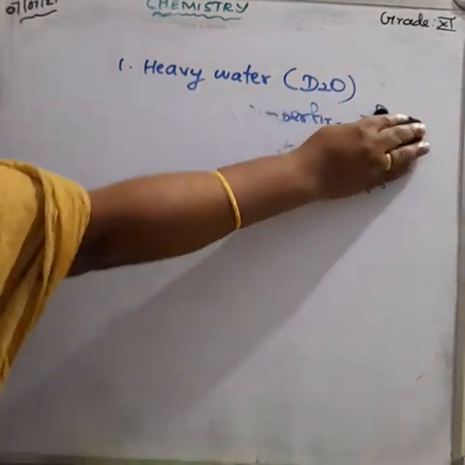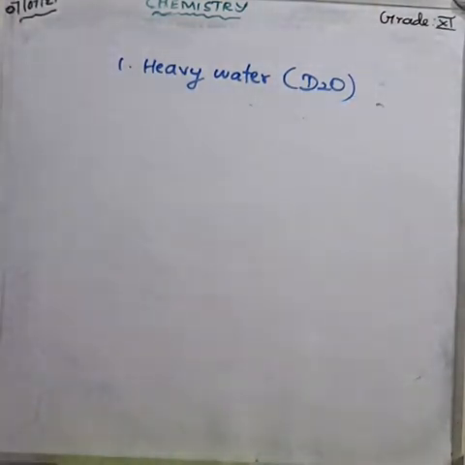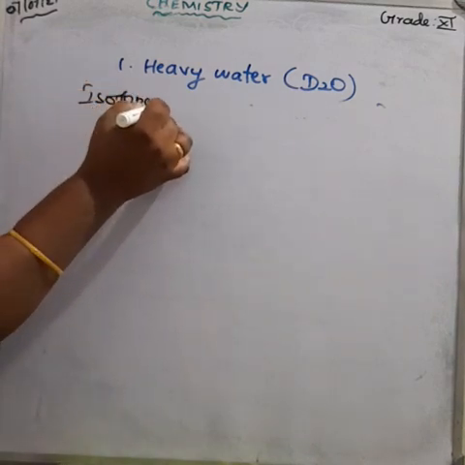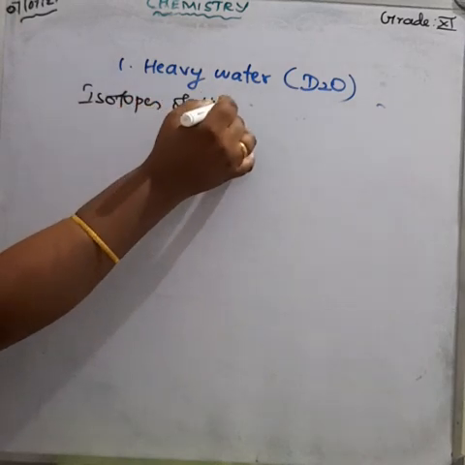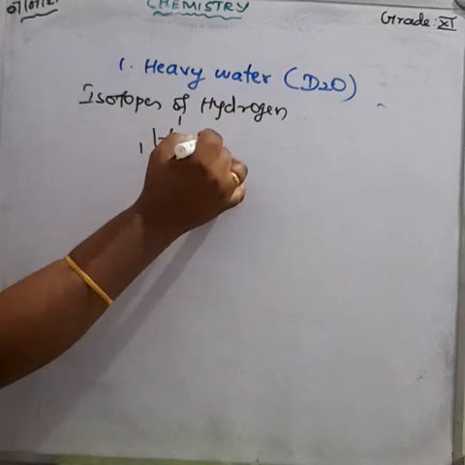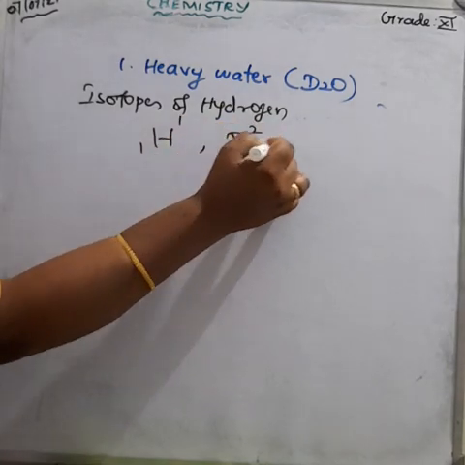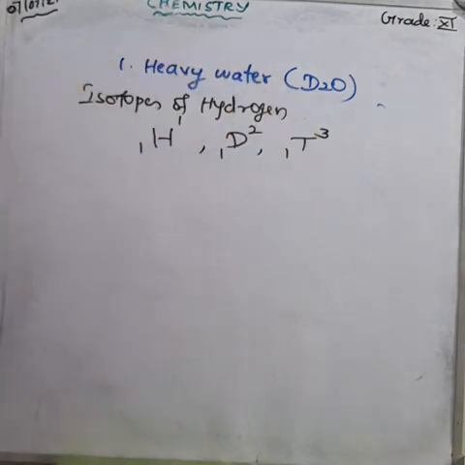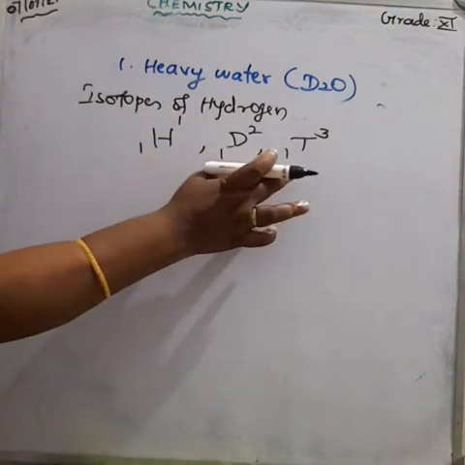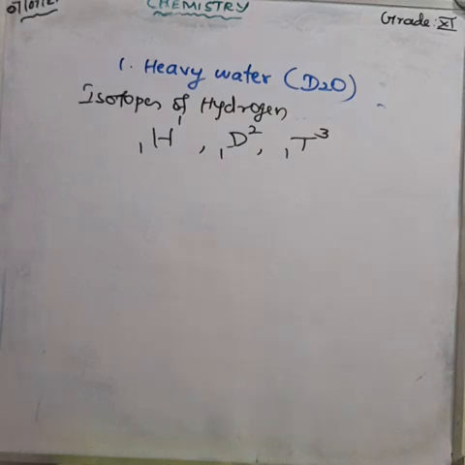Heavy water means isotopic forms of hydrogen. There are three isotopic forms of hydrogen. What are the three isotopic forms? Hydrogen H11 protium, D12 deuterium, T13 tritium. These are the three isotopic forms of hydrogen, that is protium, deuterium and tritium.